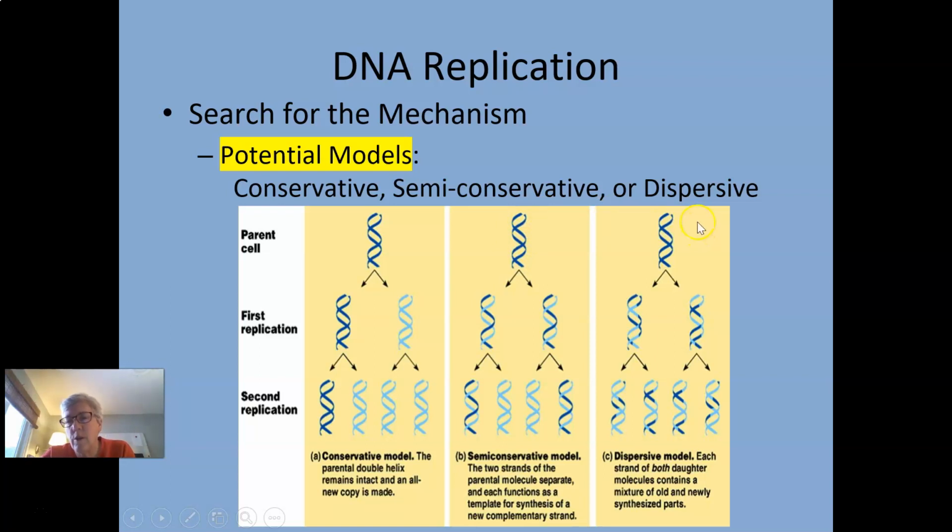And then the third one is called the dispersive model, where here are the two parent strands shown in dark blue. And what was proposed here was that chunks of it were randomly dispersed in the new copies. So both new copies were some from the parent and some that were brand new, sort of spread randomly. Okay, so these are the three models that they were trying to figure out.